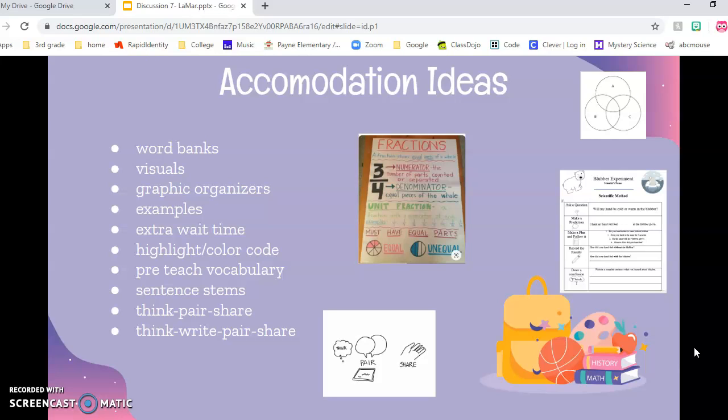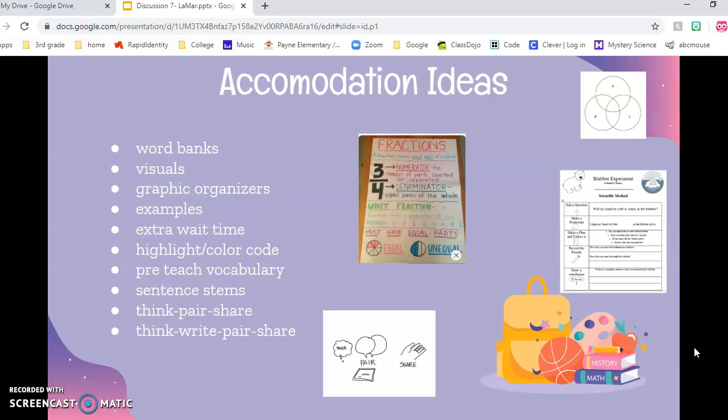Sometimes pre-teaching them the vocabulary for a math lesson, for example numerator and denominator. You could teach them the day before what each one of those words means, so that they are already ahead of where they need to be so they can understand and have extra processing time. Sentence stems are great. It gives them a starter, and then they can fill in with what they think.